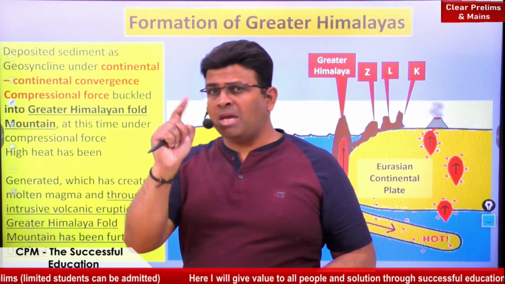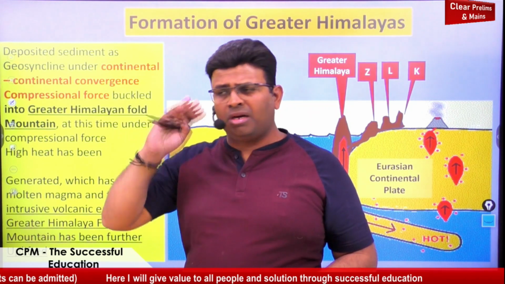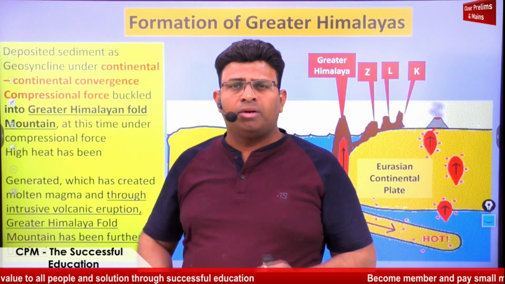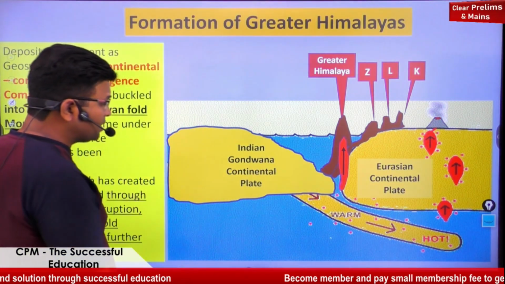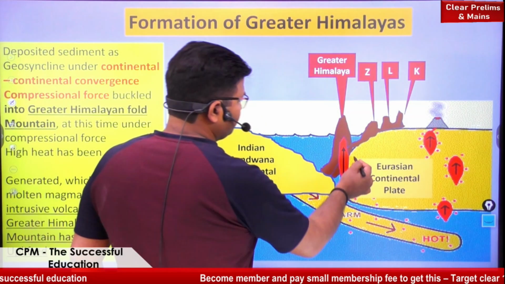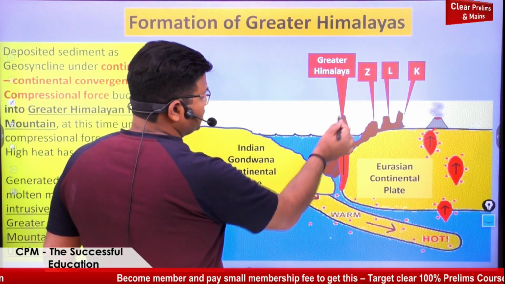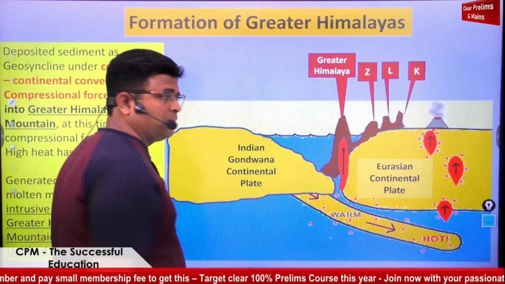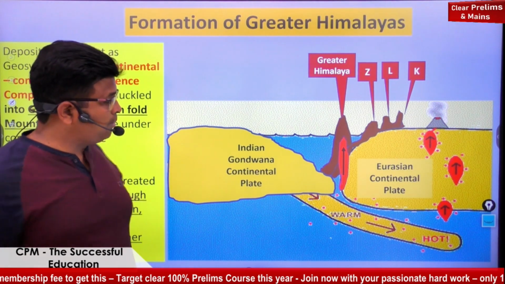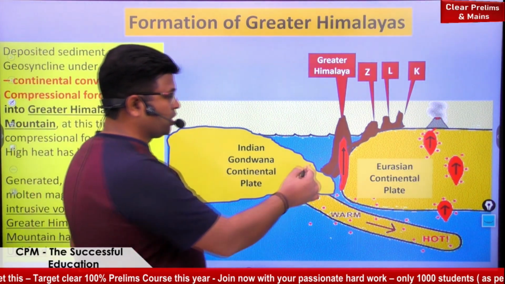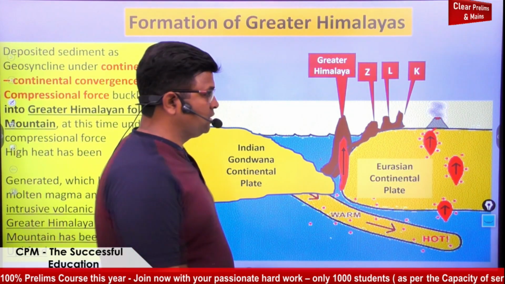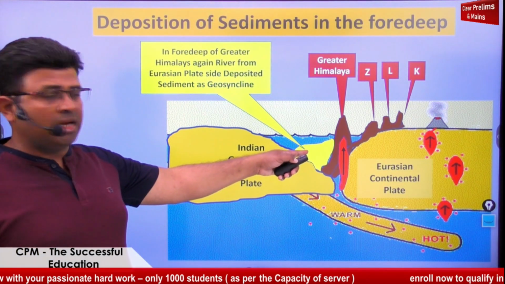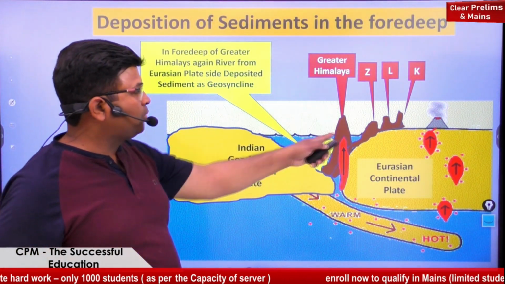Again, I said that if you study for a longer period of years, you can understand this today in this class in a very small interval of time. So here you can say that the Greater Himalaya has been formed. And at the same time, in front of the Greater Himalayas, you can see that a small foredip has again been created. And in this foredip, the river again deposited its sediments. Yes or not? This time it is the foredip of the Greater Himalaya.